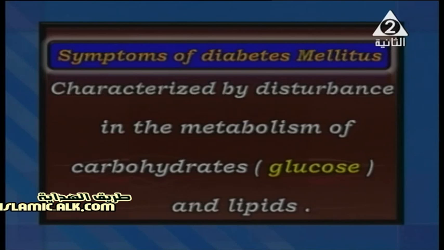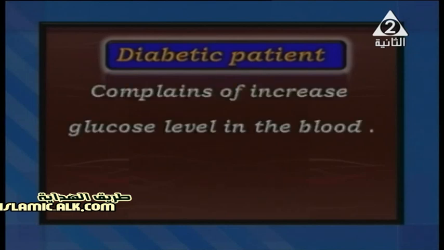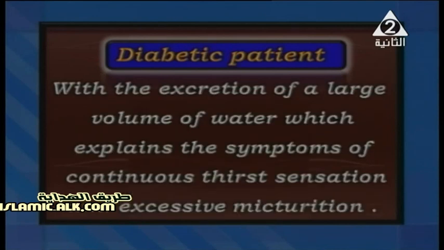The diabetic patient always complains of an increased glucose level in the blood, and also abnormal appearance and excretion of glucose in urine. What else? With the excretion of a large volume of water, which explains the symptoms of continuous thirst and excessive micturition. Well, after that, we need to know the function of glucagon, as you know that they work contradictory to each other.